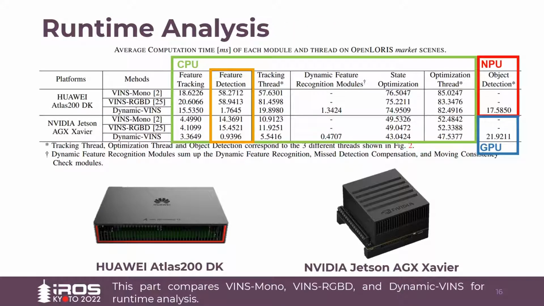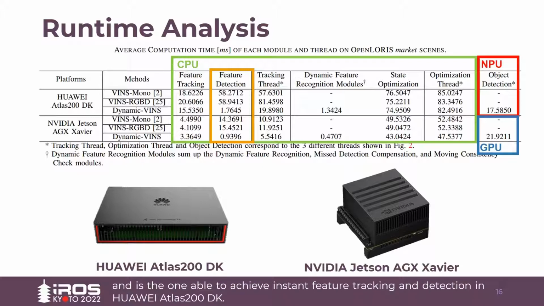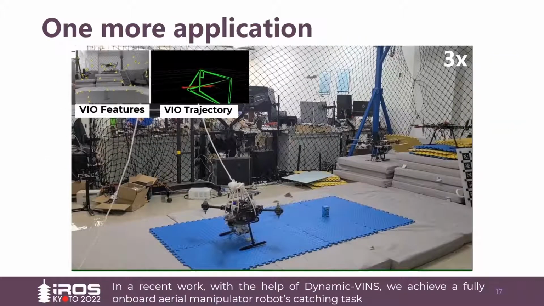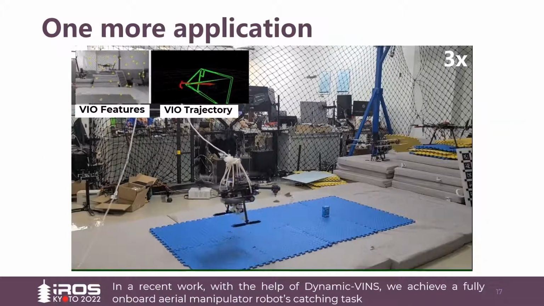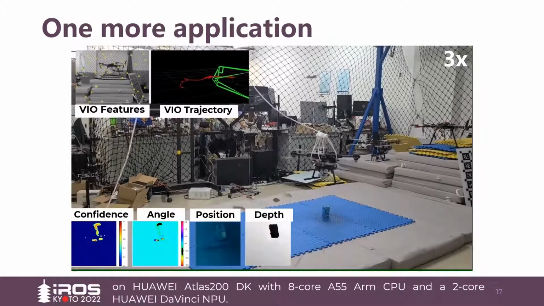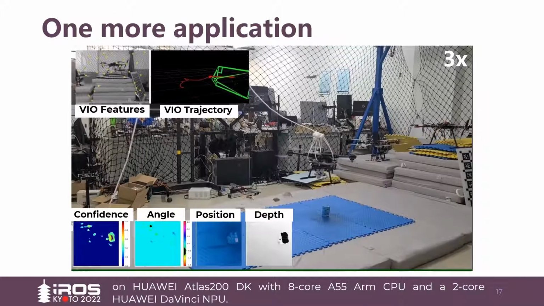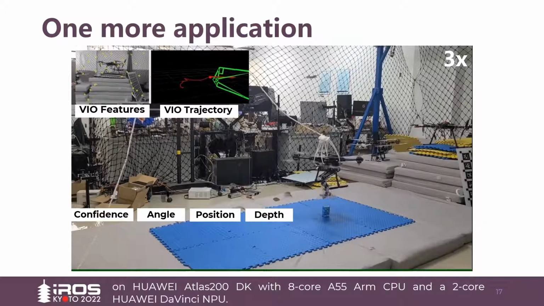This part compares VINS-Mono, VINS RGB-D, and Dynamic VINS for runtime analysis. With the same parameters, Dynamic VINS shows significant improvement in efficiency on both embedded platforms, and is the only one able to achieve instant feature checking and detection on the Huawei Atlas 200 DK. In the real world, with the help of Dynamic VINS, we achieved a fully onboard aerial manipulator robot catching a cast, on the Huawei Atlas 200 DK with an 8-core A55 ARM CPU and a 2-core Huawei DaVinci NPU.